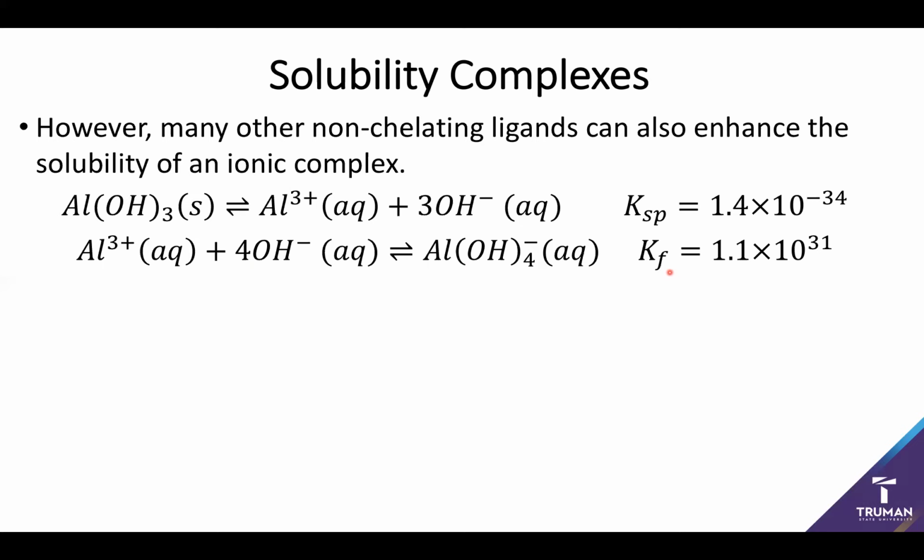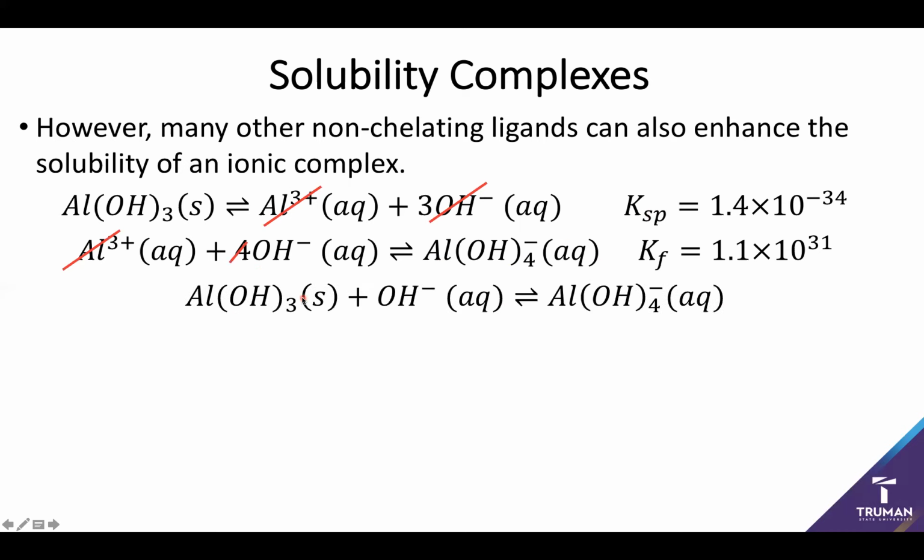And we can go ahead and also pair this with our original solubility reaction. This will give us kind of a fun reaction here, because just as before, any aluminum produced by the dissolving aluminum hydroxide is then consumed in the production of our ionic complex. However, where we get a little bit fun here is that all 3 of those hydroxide ions that are produced are also consumed, leaving 1 hydroxide left on the reactant side. So when we add together these reactions, we end up with aluminum hydroxide plus a single hydroxide to give us our new complex.